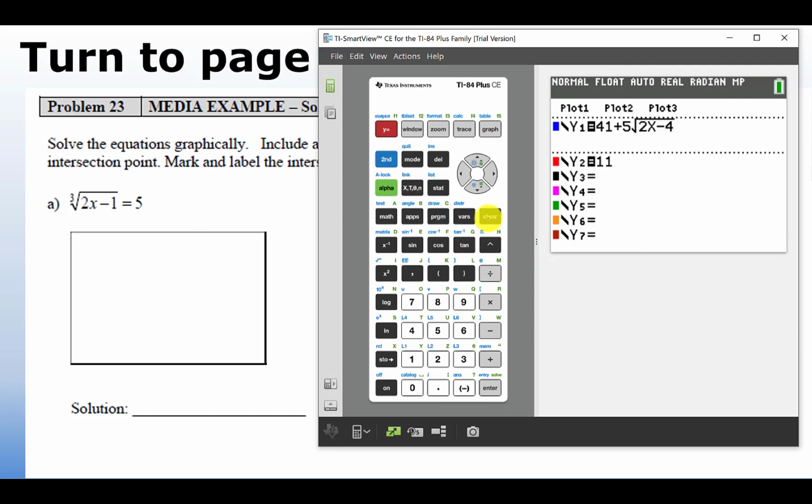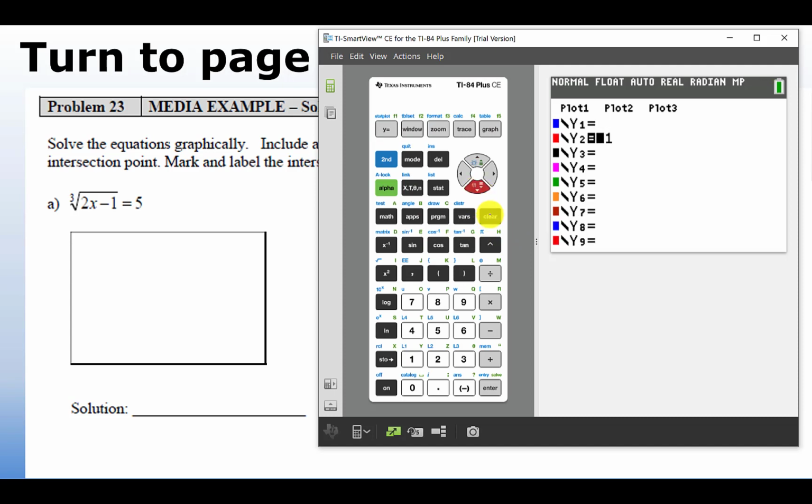So, they are different than square roots. They have different characteristics, but we can still graph it and see. I want a cube root, not a square root, so I cannot use the second command on second power to get the square root. I need something new. And I'm going to go to the math button.